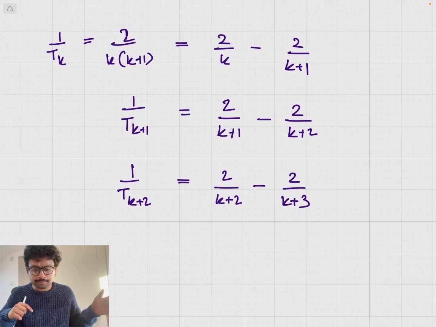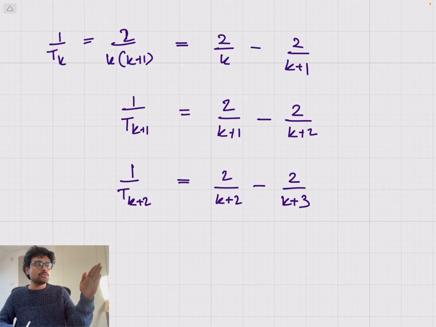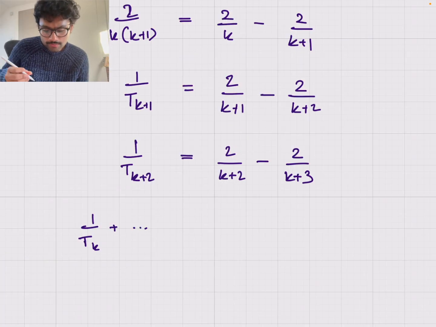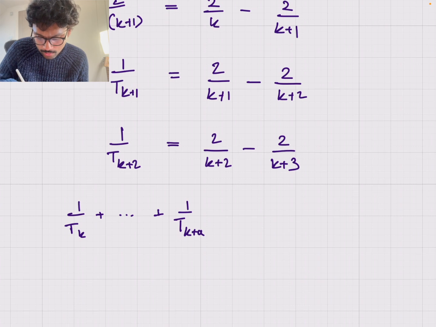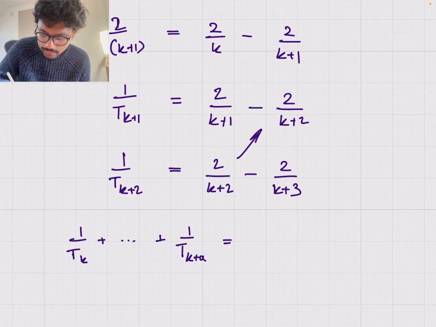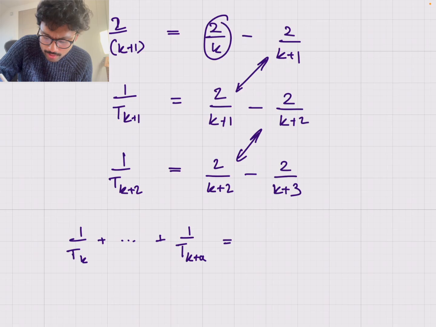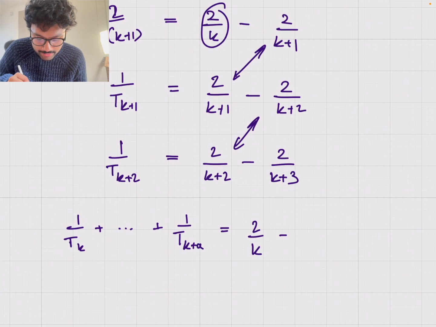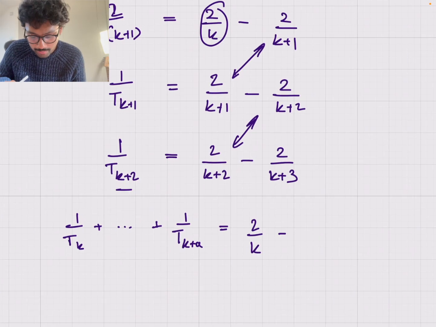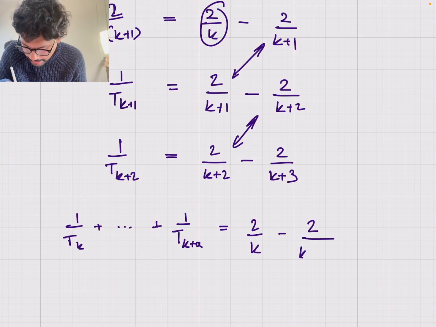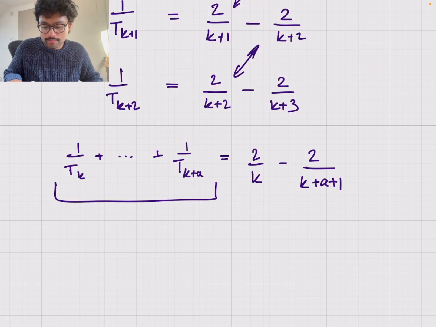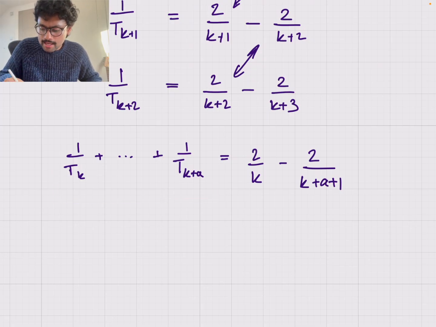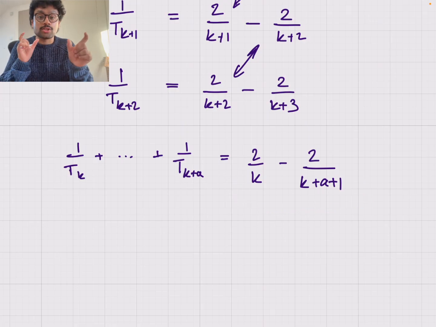So why don't we sum all the way from k to, again, we're going to generalize, k plus a, and we don't know what a is. So summing to 1 over t k plus a, we'd see that, well, all of the middle terms would cancel, and we'd be left with 2 over k minus, and notice here that we just increment by 1, minus 2 over k plus a plus 1. So this finite sum of consecutive triangular numbers simplifies to essentially just two terms.